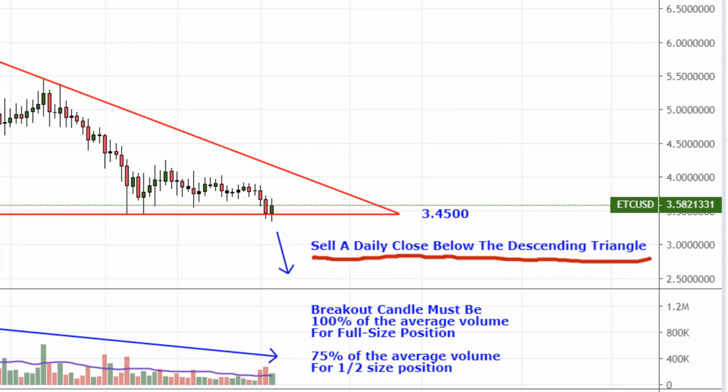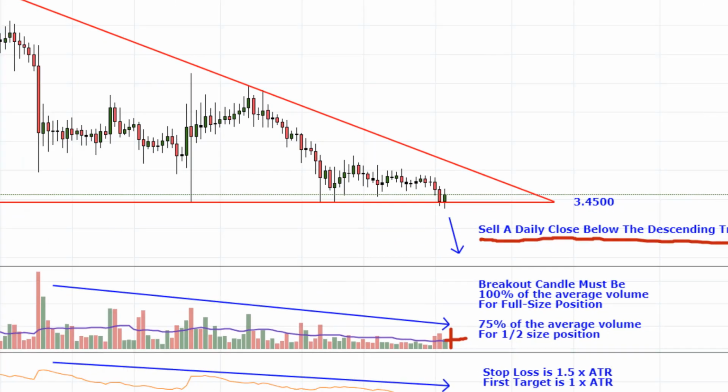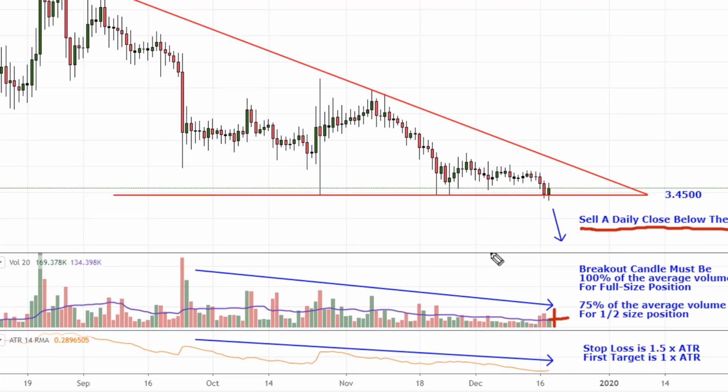On the breaking candle, to enter a full-size position, I want to see this volume bar reach up as far as this volume average. If it doesn't reach the average, but does reach at least 75% of the average, I'll open a half-size position to reduce risk. You can calculate the percentage by dividing this volume number by this volume average, and you should get at least 0.75. If you don't get 0.75, stand aside on the trade.